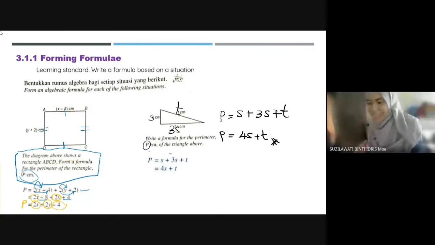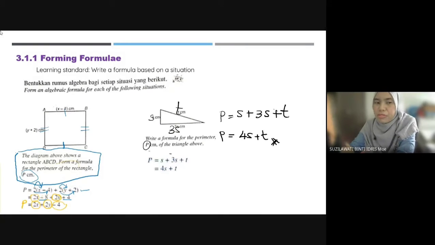Sorry boys, ada sedikit gangguan. Okay, boleh? Faham? Boys, boleh? Dah? Dapat tak?